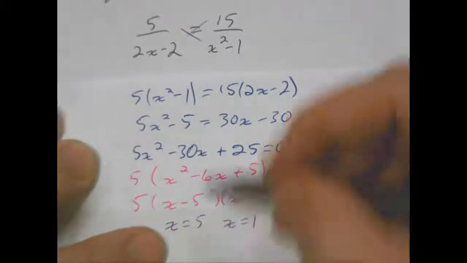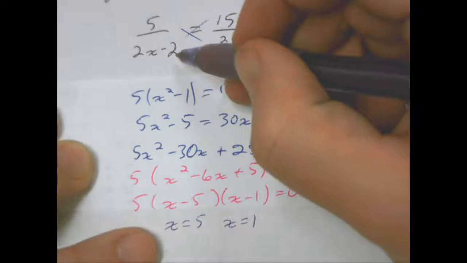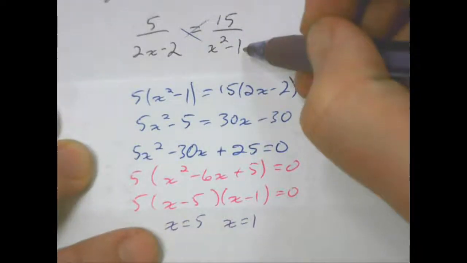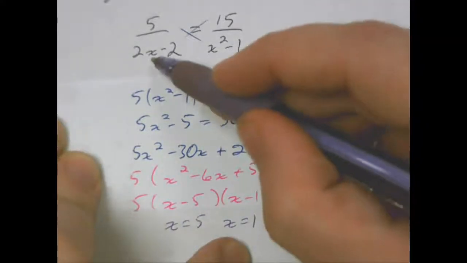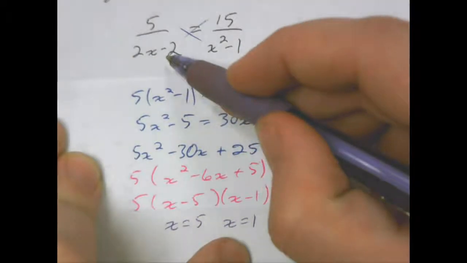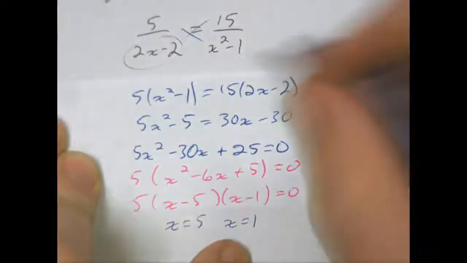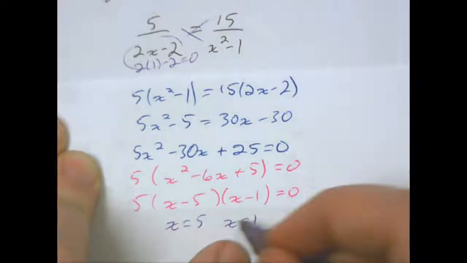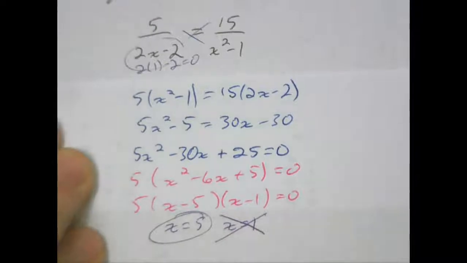So for 5, I have 2 times 5 is 10, minus 2 is 8. So that's cool in that one. 5 squared is 25, minus 1 is 24. So that's dividing by 24 there. So that one's cool. So now with 1, 2 times 1 is 2, minus 2 would be 0. Well, because in this fraction, if I substitute 1, 2 times 1 minus 2 makes 0. I cannot divide by 0, so that is not actually a solution. So my only solution here would be 5.